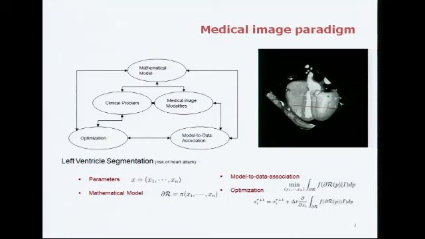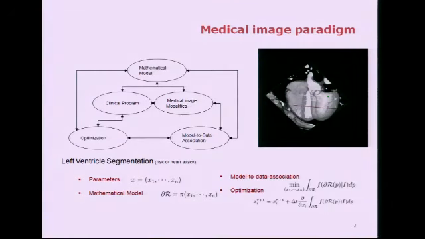Then, once you have these parameters, the task that you will do afterwards is to somehow relate the parameters that you're trying to estimate with what you observe, and these are your images. This is what we call the model-to-data association, and eventually, once you are done with that, then you have to optimize your model and be able to get the best set of parameters which express or explain in an optimal way what you're observing.